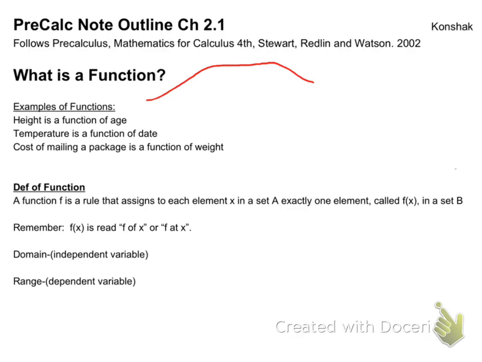Temperature is a function of the date. Obviously, we know in Wisconsin that our temperatures can range very greatly throughout even a day versus throughout the year. Some days we're at negative 20 degrees, and other days we're at 105. So it matters the time of the year, right?